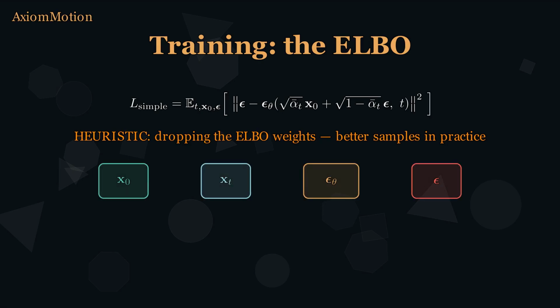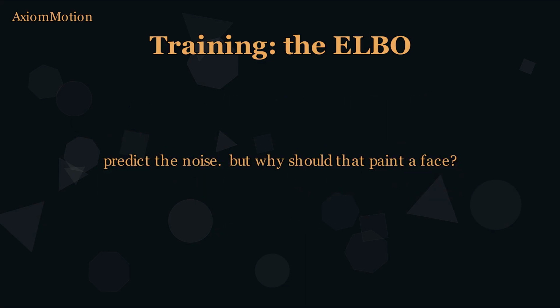What remains is the whole training recipe. In one line, take a clean example, pick a random step, add a known amount of noise, and ask the network to guess that noise. That is all. But why should guessing noise let you paint a face? The answer is the most beautiful idea in the whole subject.